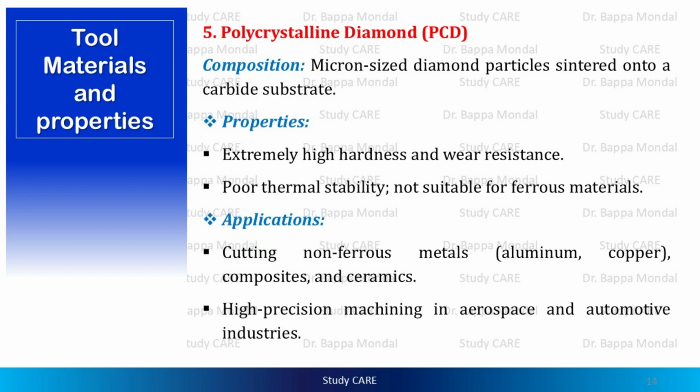5. Polycrystalline diamond, PCD. Composition: micron-sized diamond particles sintered onto a carbide substrate. Properties: extremely high hardness and wear resistance. Poor thermal stability, not suitable for ferrous materials. Applications: cutting non-ferrous metals, aluminum, copper, composites, and ceramics. High-precision machining in aerospace and automotive industries.